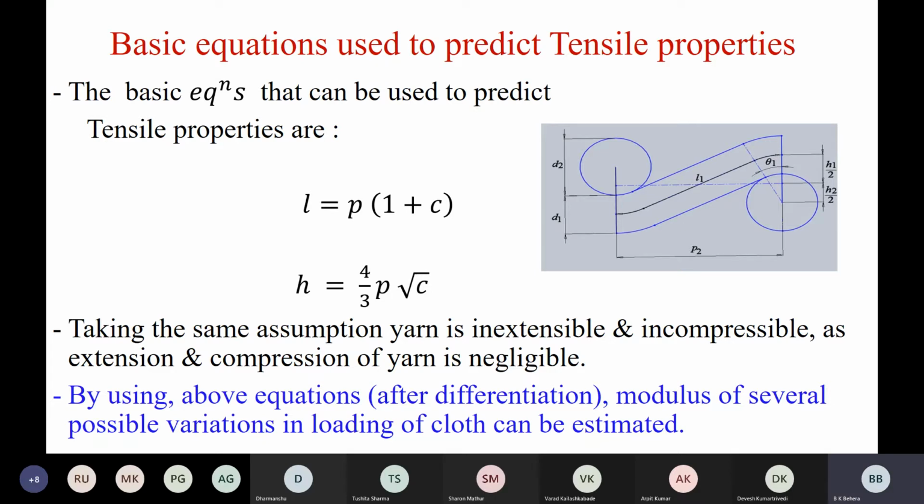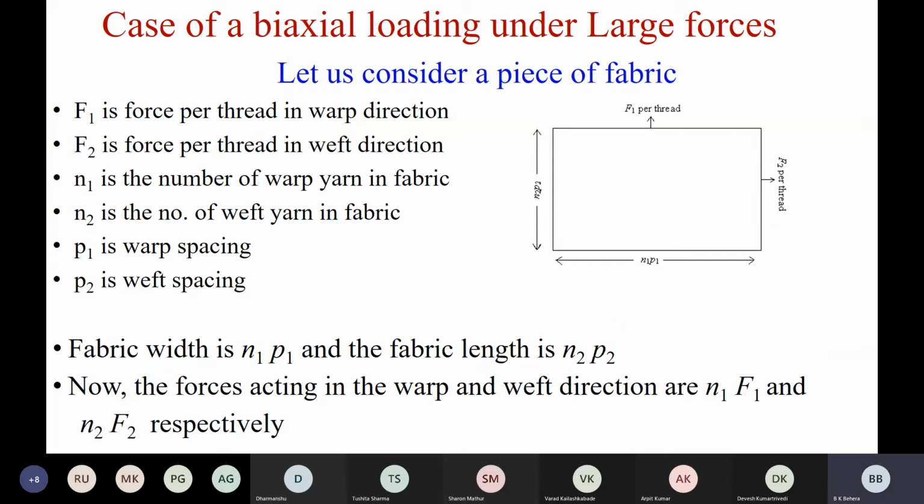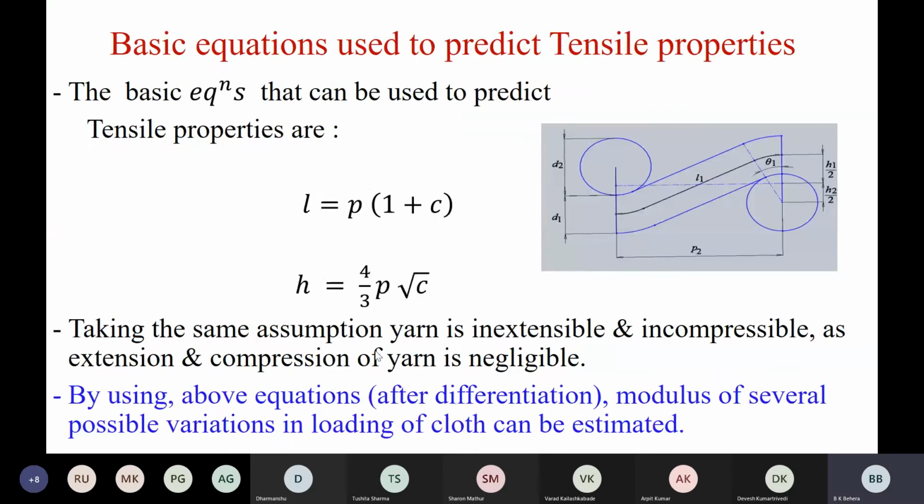You know what is modulus? Modulus is nothing but stress by strain. So strain can be determined by changing dimension, that is del L, del H, and load is applied. So what happens to the equation? This is the fundamental approach.